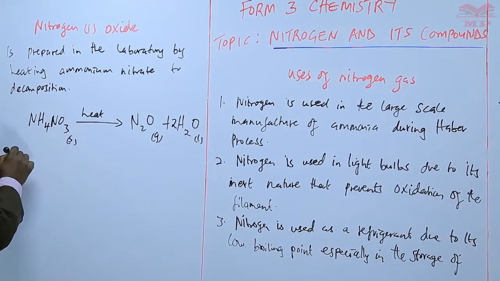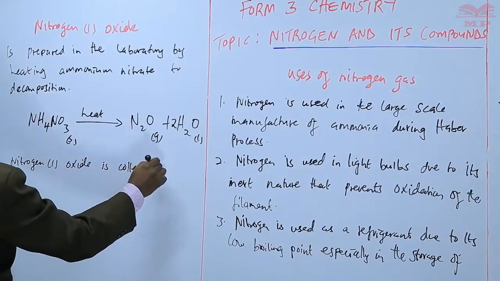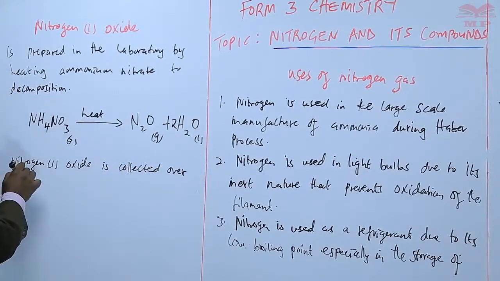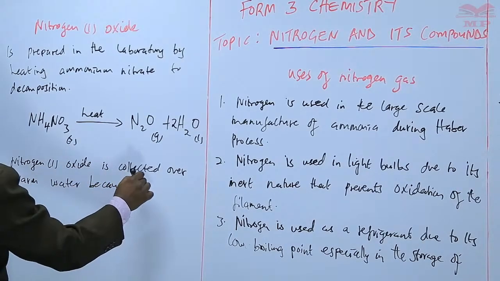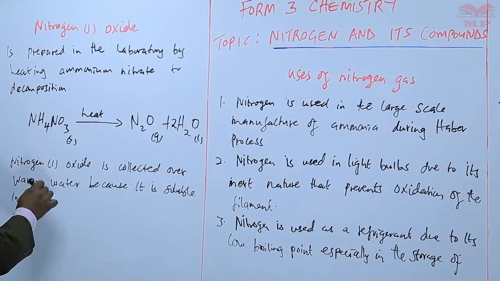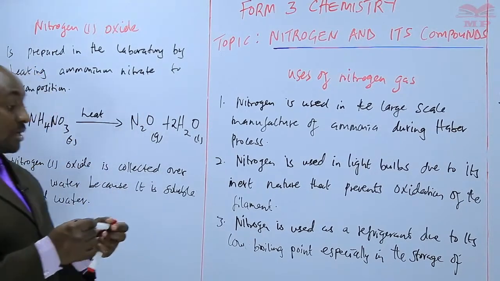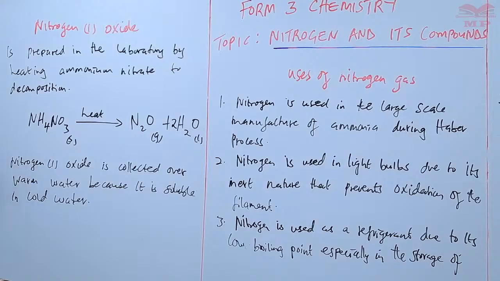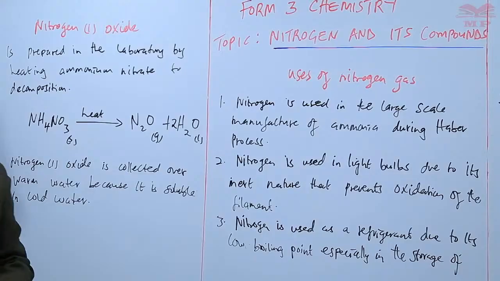And then we can say that nitrogen 1 oxide is collected over warm water, because it is soluble in cold water. So once we have prepared the gas, nitrogen 1 oxide, we are supposed to collect it over warm water. And that is the reason, that it is soluble in cold water. So if you use cold water, you may not collect much gas.